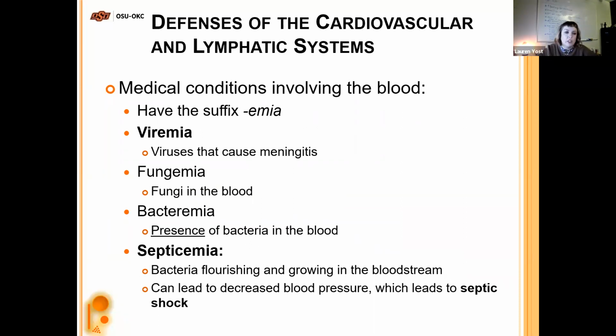Medical conditions that involve the blood have emia at the end. We have viremia, viruses, which includes viruses that cause meningitis, fungemia, fungi in the blood, and bacteremia. If we have any bacteria in the blood, that's bacteremia. But if the bacteria is flourishing and growing and causing disease as a result, that's septicemia, and that can lead to decreased blood pressure and septic shock.